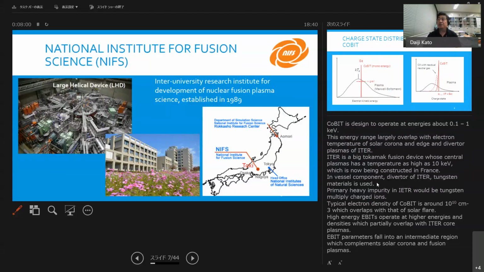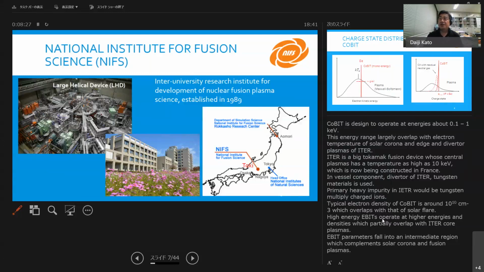In the divertor of ITER, tungsten material is used. Therefore, the primary heavy impurity in ITER would be tungsten multiply charged ions. Typical electron density of COBIT is around 10 to the 10th per cubic centimeter, which overlaps with that of a solar flare.